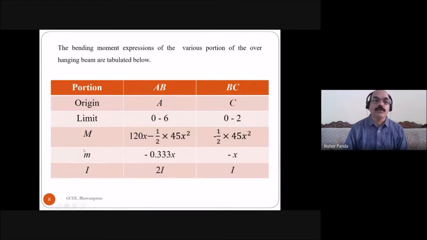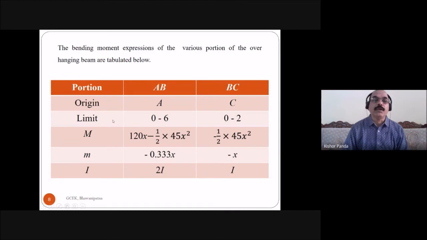Similarly, for our unit loading, between A and B the moment is minus 0.333x, and between B and C the moment due to the unit force at C is equal to minus x. Then you know the moment of inertia for portion AB and for portion BC. This is the value in a tabular form.